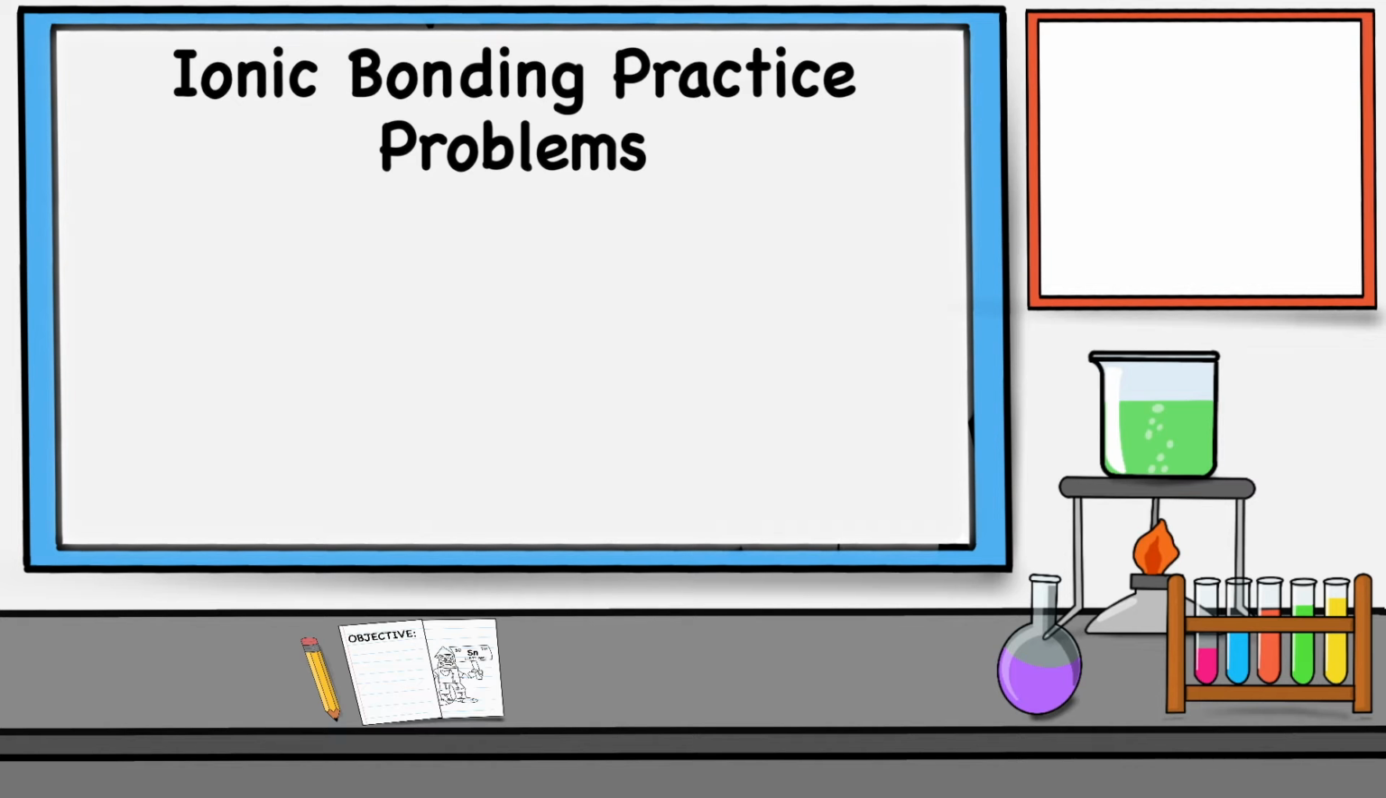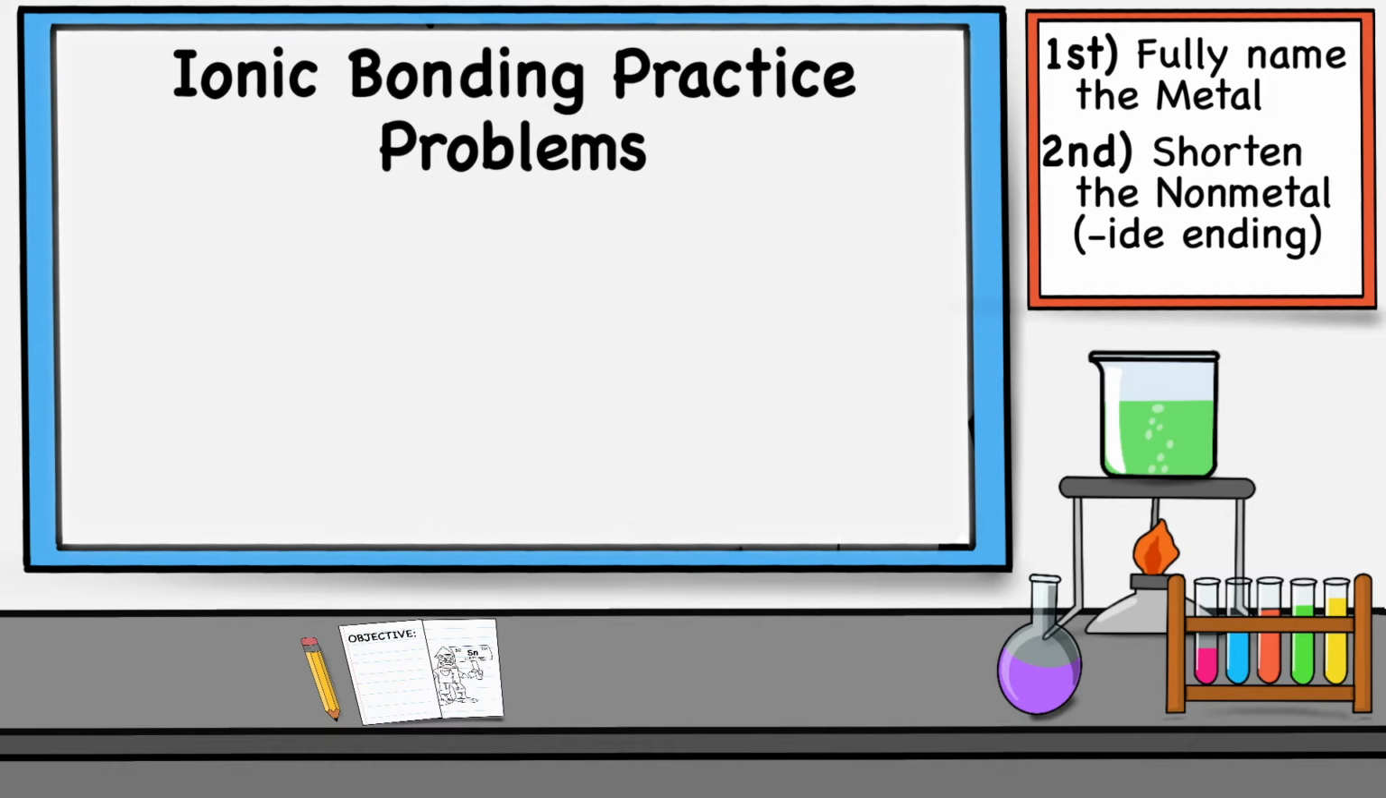Okay, when we're naming an ionic bond, we first name the metal all the way. So if we have sodium and chlorine, that would be sodium. We would name the metal out fully. Then we shorten a non-metal and add the "ide" ending to it. So chlorine would be shortened to chloride. Okay, so that'd be sodium chloride.